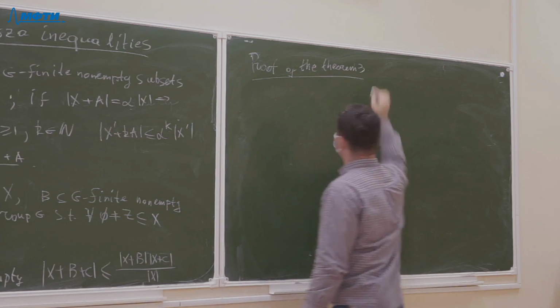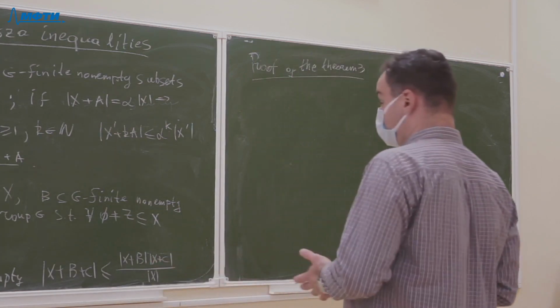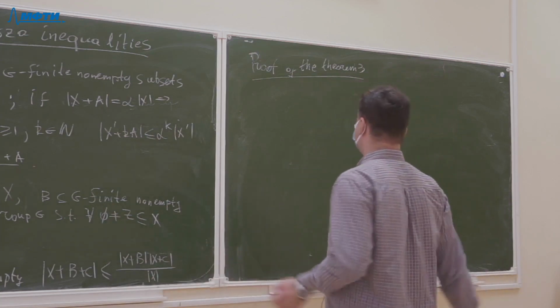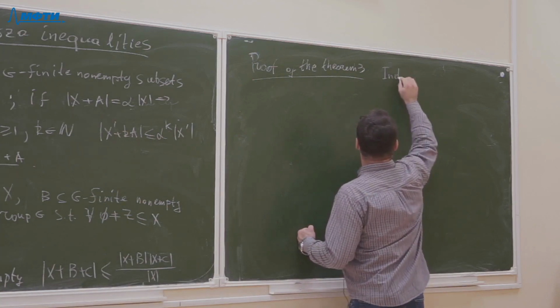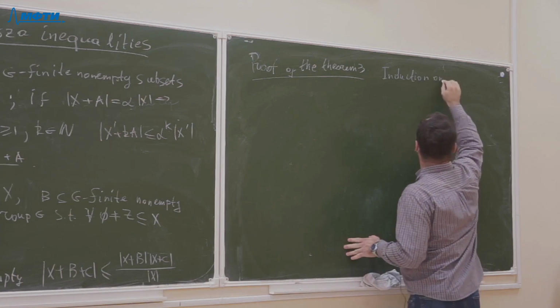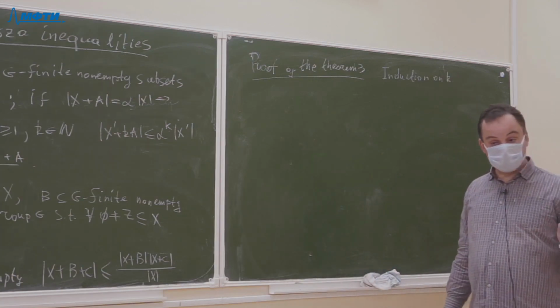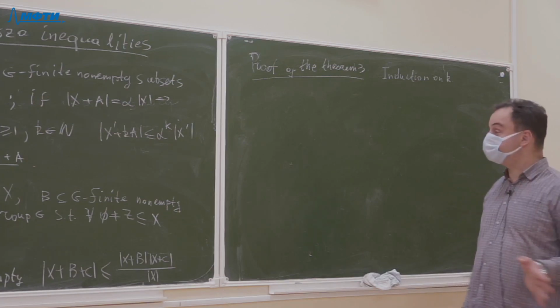Now we're ready to prove this theorem. Look, naturally we use induction on K. Well, we have to introduce x prime. What is this x prime?